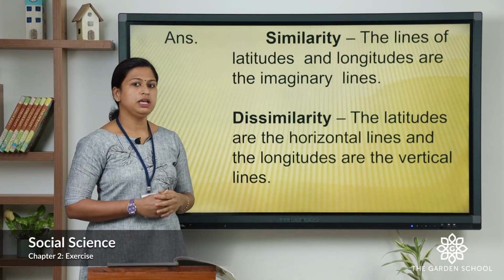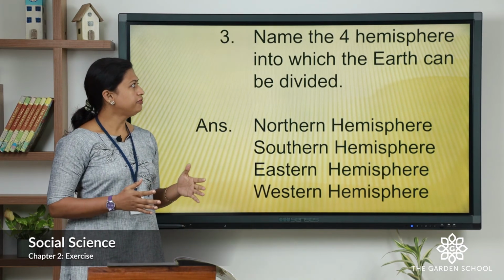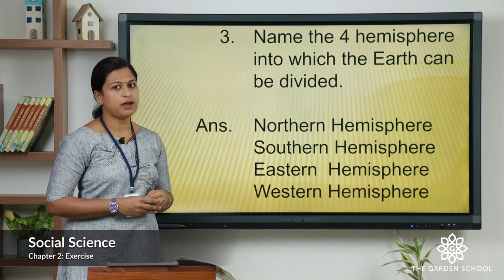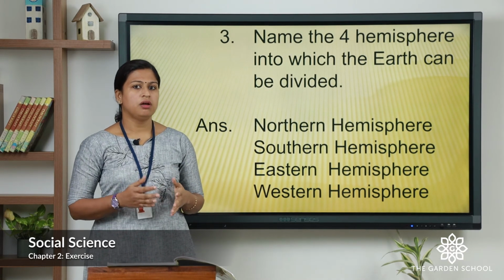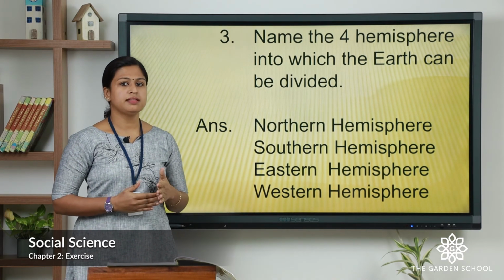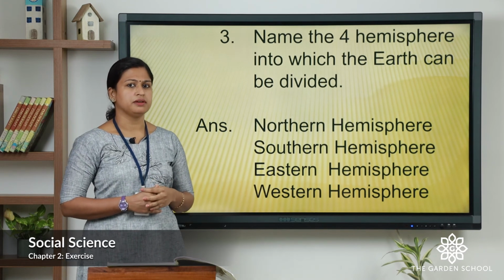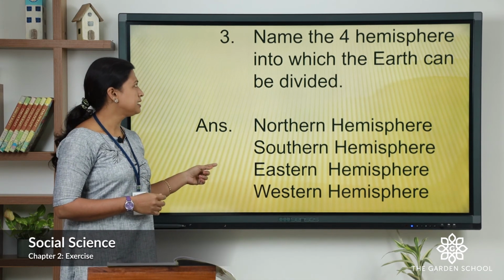Now let's move to the third question. Name the four hemispheres into which the earth can be divided. And the four hemispheres are Northern Hemisphere, Southern Hemisphere, Eastern Hemisphere and Western Hemisphere. Now let's see the next question.